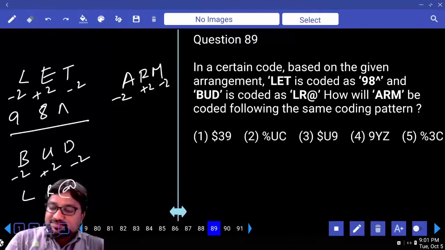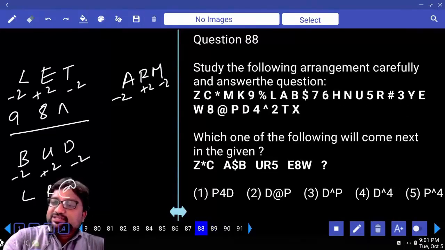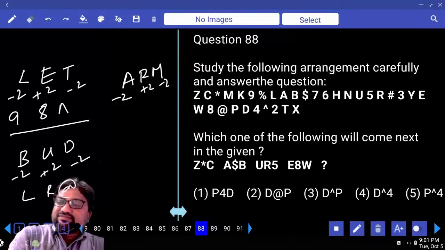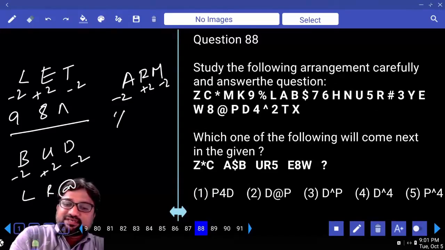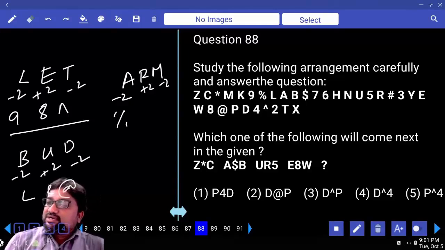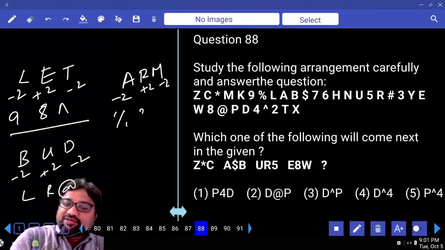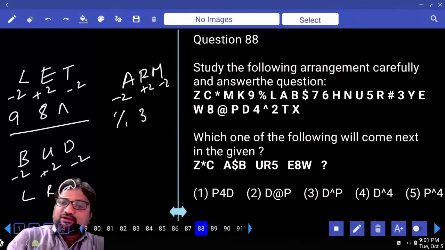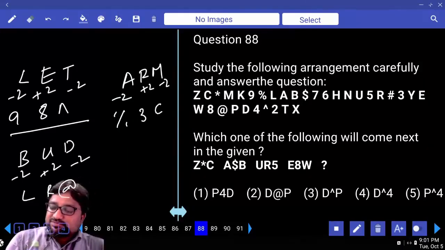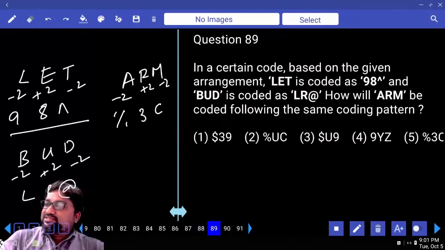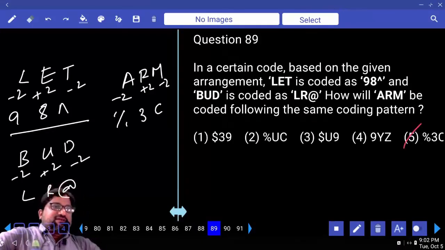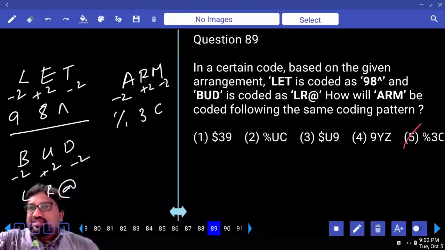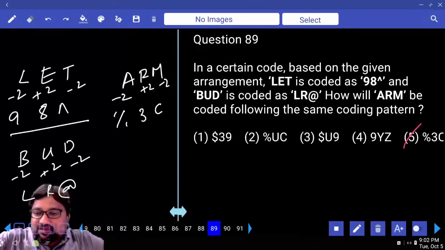Isn't that it? In that series, see, A -2 means second to the left side, percentile. R +2 means second on the right side, 3. Then M -2 means second element on the left side of M is C. So what's my answer? Percentile 3C. Which option? Fifth option. Is this clear? Yes or no? Yes. So with this we complete the explanation for this paper. I hope you have all followed this. Thank you.